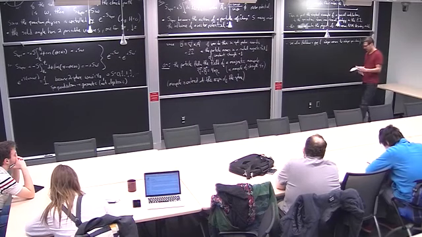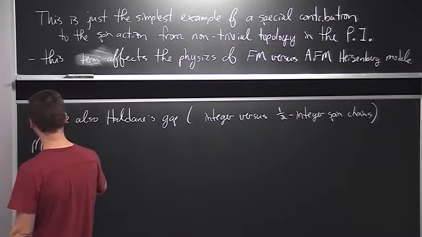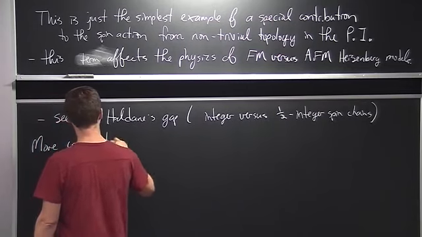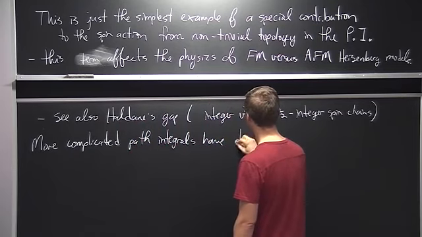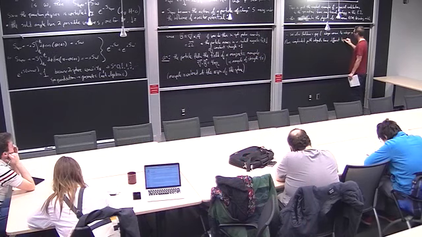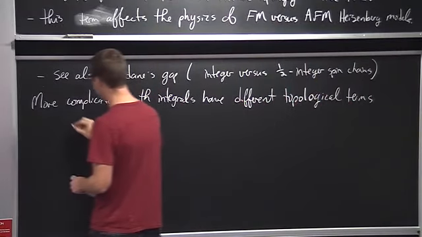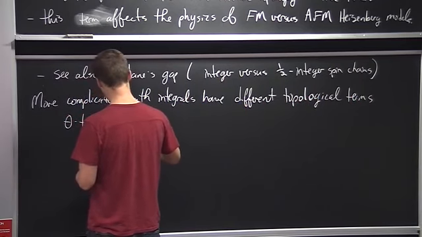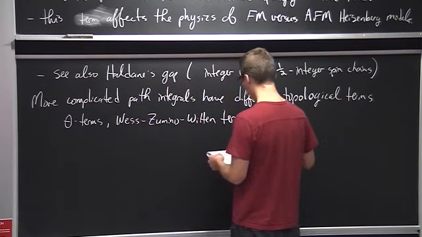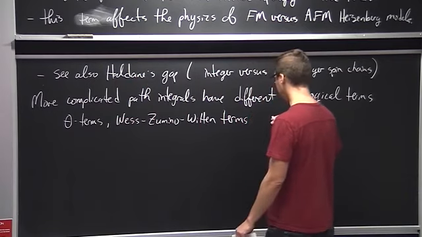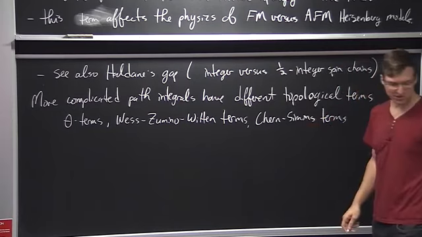So these topological terms become more complicated when you move away from the two-sphere, so more complicated path integrals have different topological terms. They have stupid names, like theta terms, Wess-Zumino-Witten terms. I don't know. Chern-Simons terms. Oh yeah, that's a good one. Chern-Simons terms, which are important in the fractional quantum Hall state.